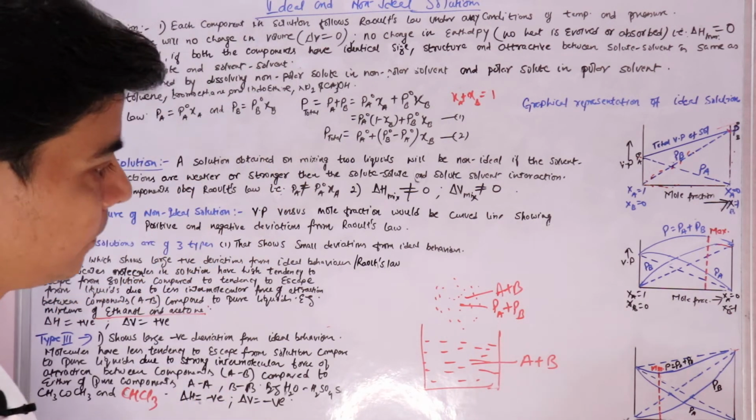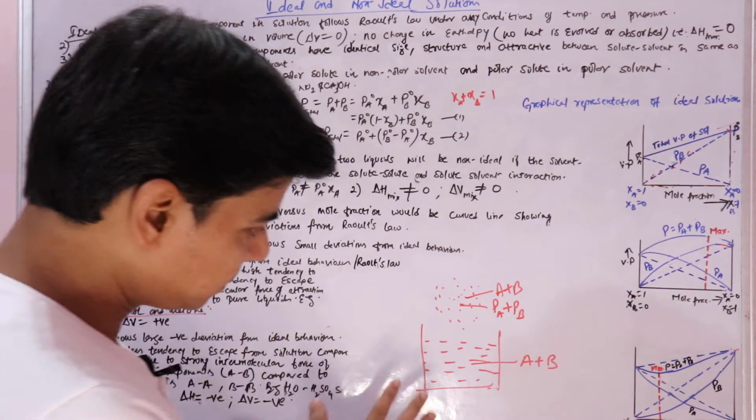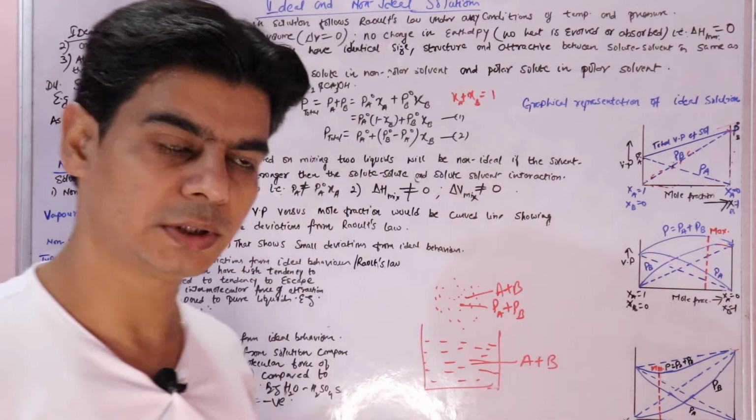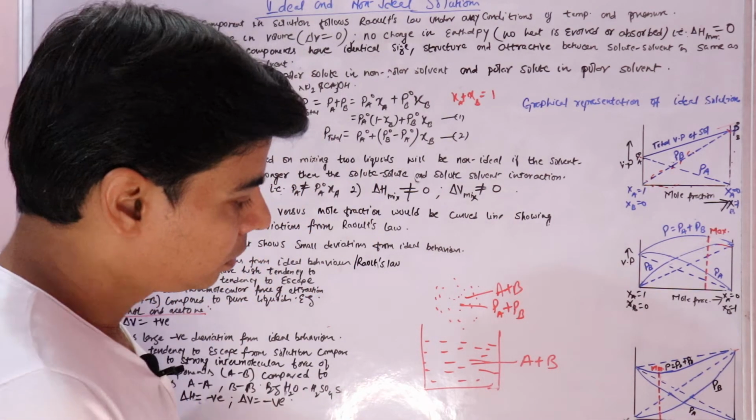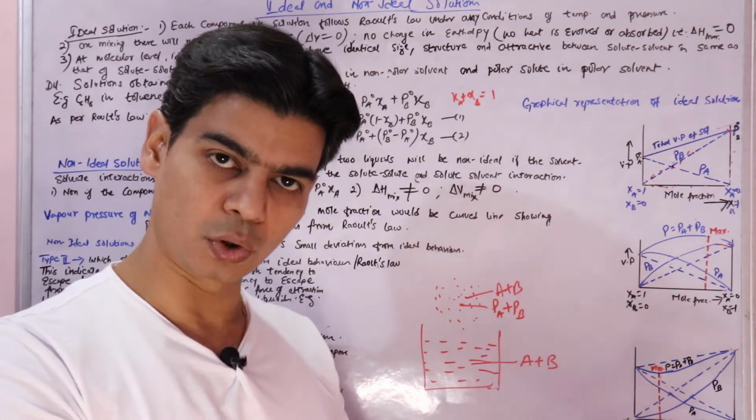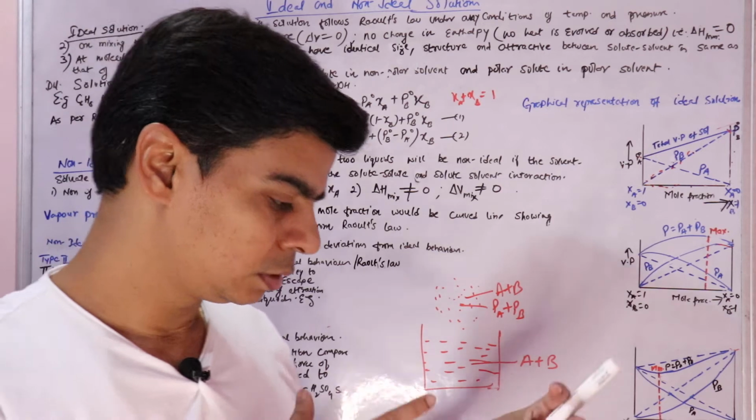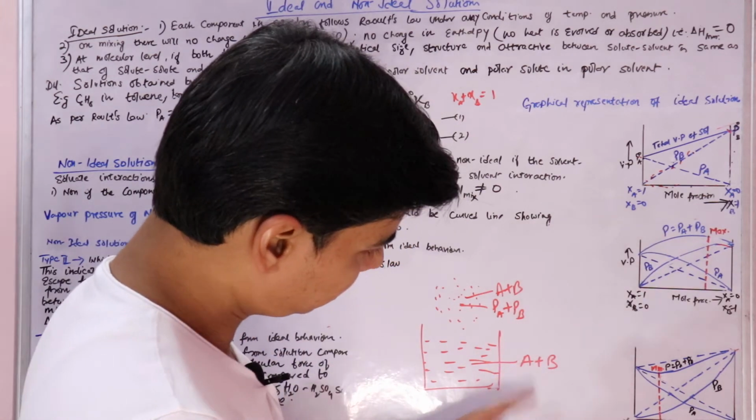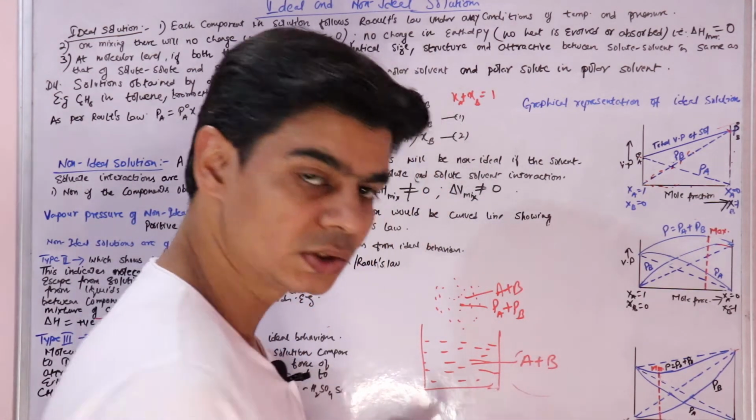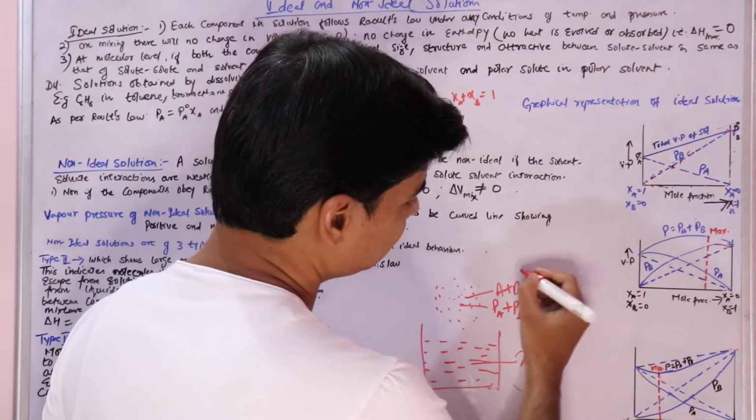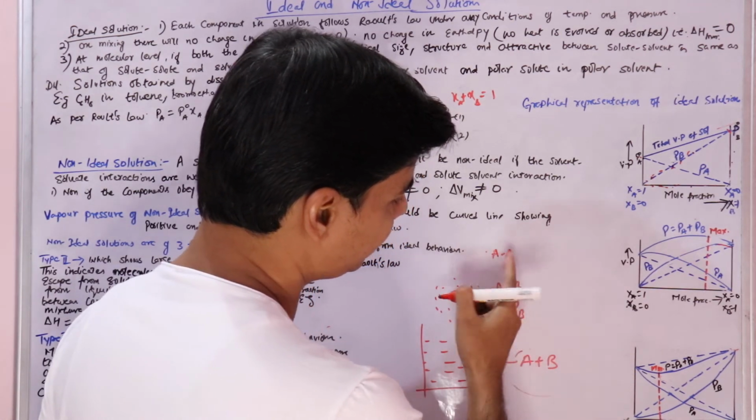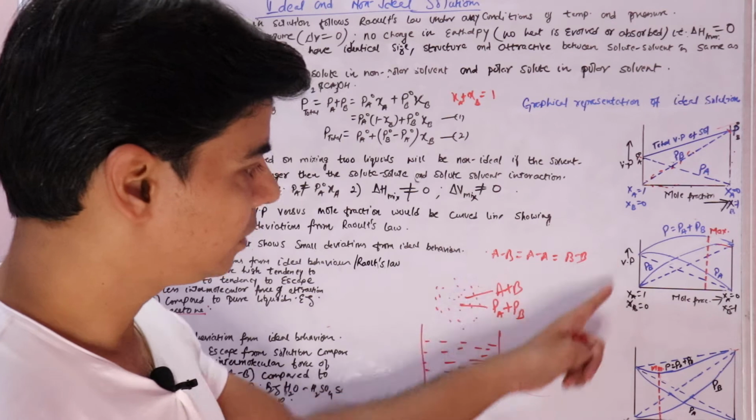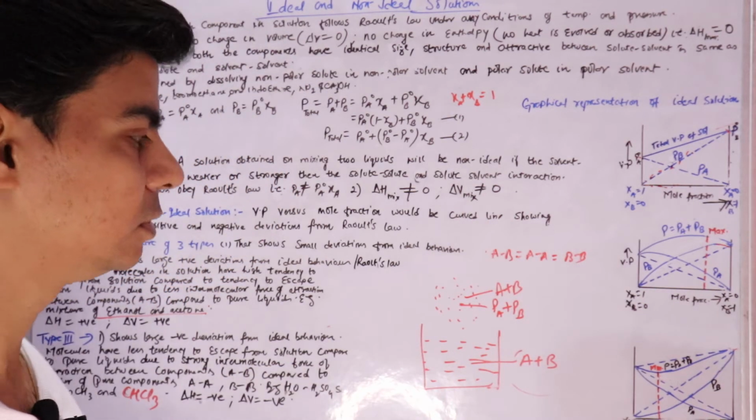And for ideal solutions, the components that follow Raoult's law, that is A and B, the interaction between solute and solvent would be equal to the interaction between solute and solute and solvent and solvent. This is very important. Suppose this is A and B, one is solute, the other is solvent. This means interaction between AB would be equal to interaction AA and BB, right? This is true for ideal solutions.